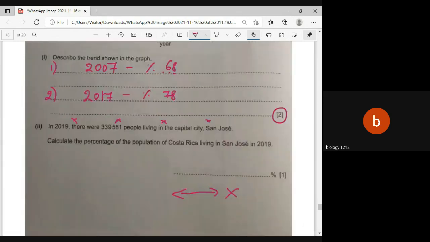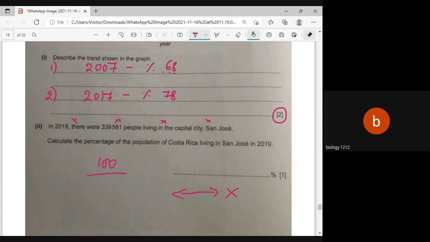Now this question here, 2019, there were 339,598 people, right? So we have here 339,581 people living in the capital city of San Jose, and calculate the percentage of population. Now, whenever they give you the calculate the percentage of population, remember that the previous percentage number of the population was, so for 100% we have to find out.